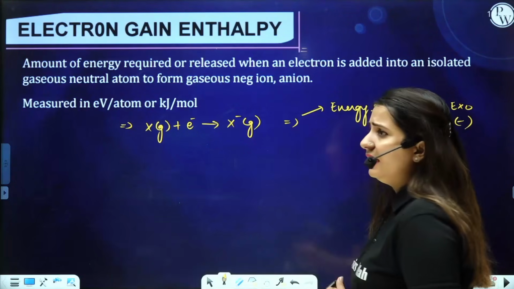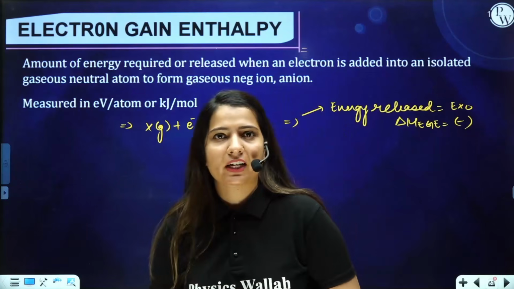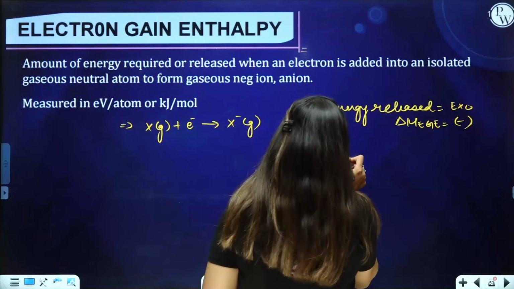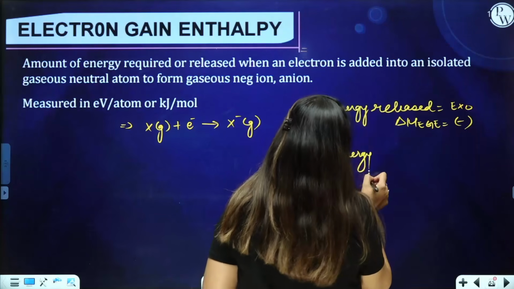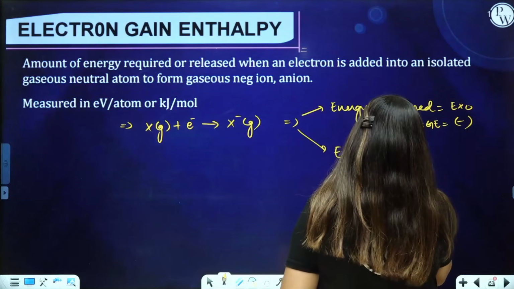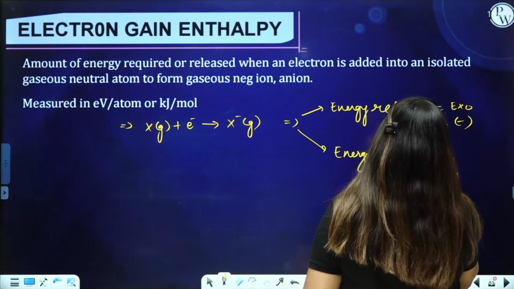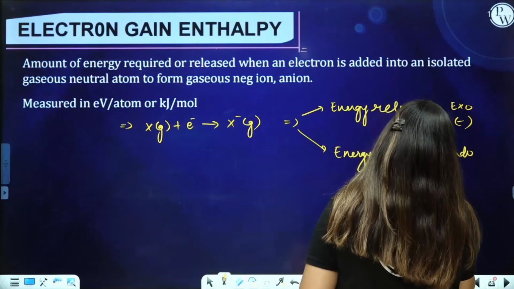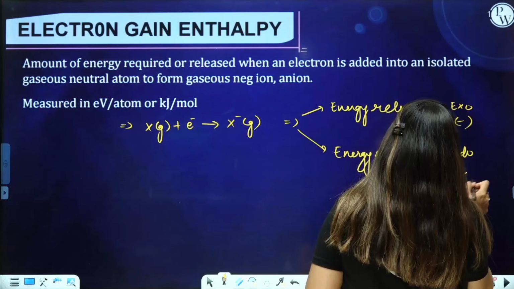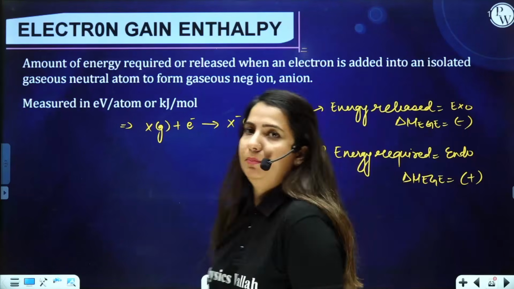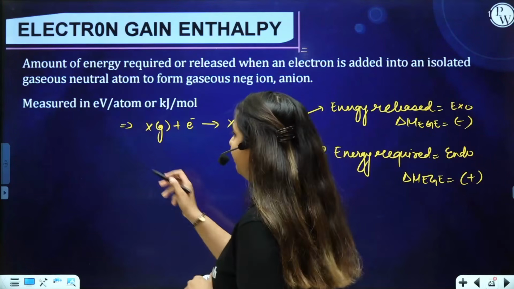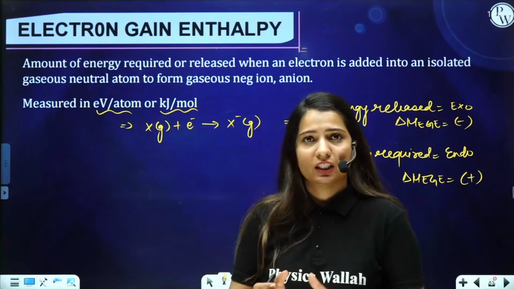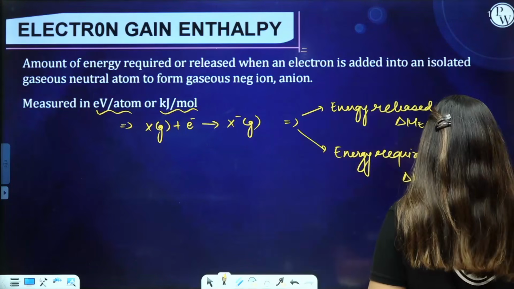Energy will be released when the acceptance of electrons is easy. But what if energy will be required for the addition of that electron? Then the process will be endothermic. You have to supply the energy for the acceptance of the electron. So that electron gain enthalpy will be positive. It is measured in electron volt per atom or kilojoule per mole. It is measured in these two units, right?